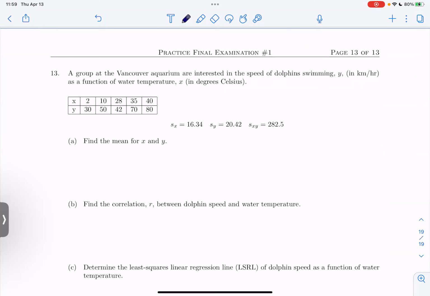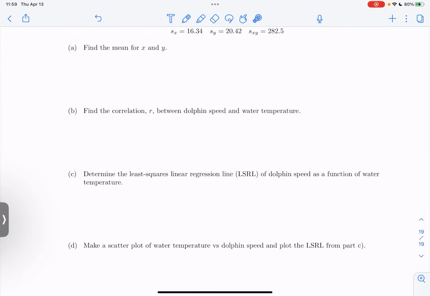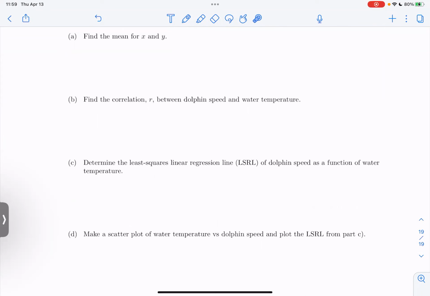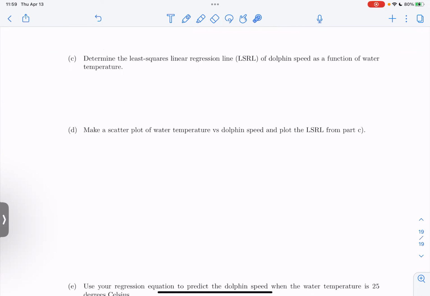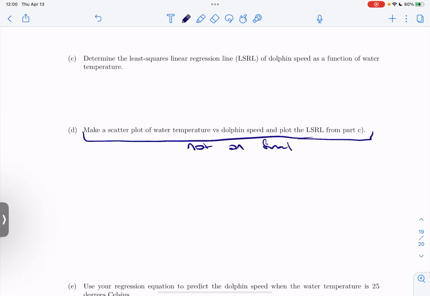Here's a regression question. Okay. You have to find the means, but you're given Sx, Sy, and the covariance Sxy, which means you'd have to calculate r, but you have all the things that you need, so you can do that. Find the correlation, find the least squares regression line. You do not have to make a scatter plot. That's crazy. I do cut those, that's crazy.